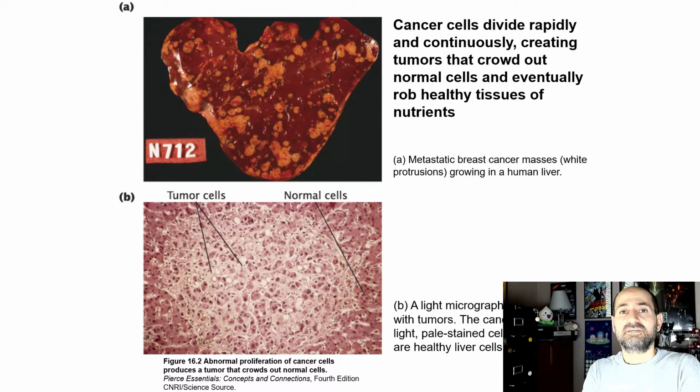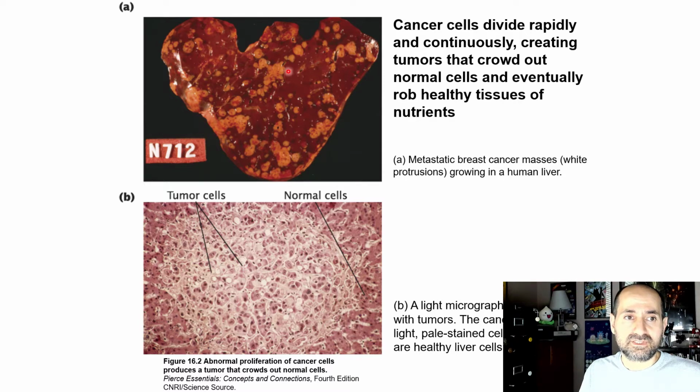Think about it. If I have way too many lung cells and those are taking up space from other cells, well then they're going to rob the nutrients. They're going to not only rob the nutrients. Look at this picture here, figure A. Let me show you figure A. Figure A is a metastatic breast cancer mass in a human liver. So what you're actually seeing is a part of human liver. Here, you're seeing part of the human liver, and these white spots are breast cancer tumors.